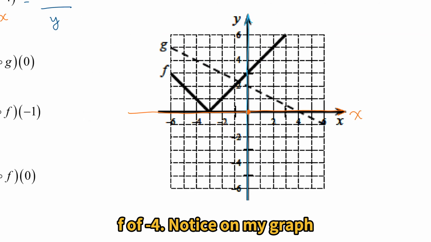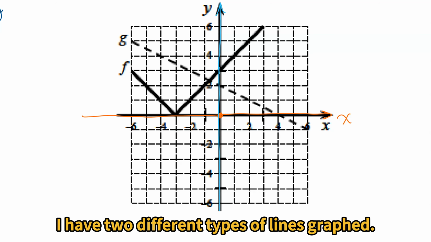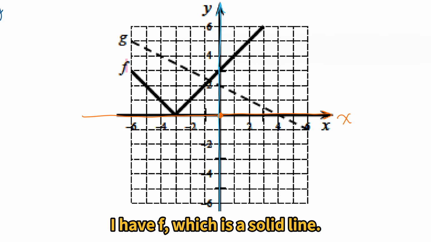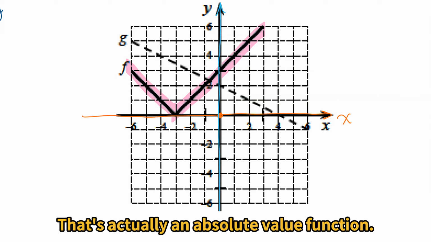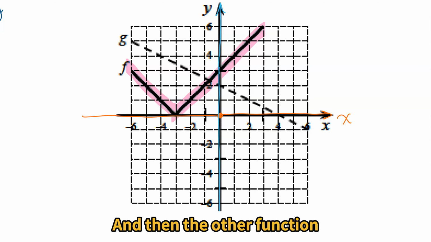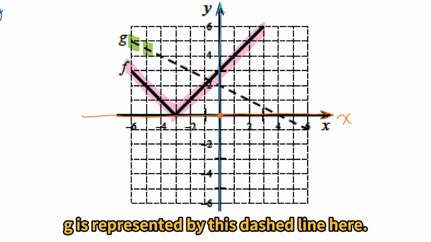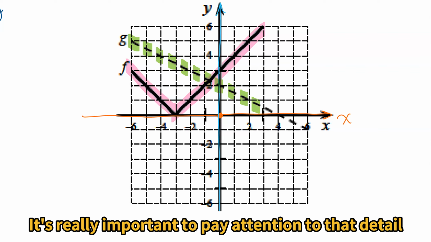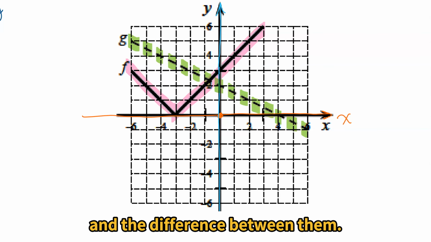Notice on my graph, I have two different types of lines graphed. I have f, which is a solid line. That's actually an absolute value function, you can see, because it's got that sharp bend in it. And then the other function, g, is represented by this dashed line here. It's really important to pay attention to that detail in the difference between them.